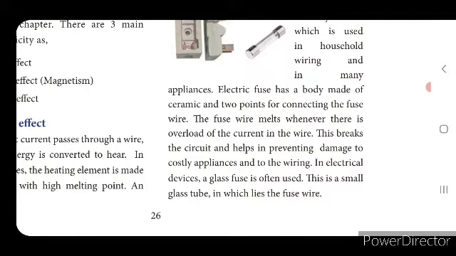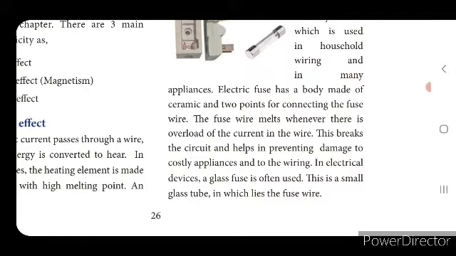Metal plates are good conductors, so the electricity will be flowing through the electric circuit. If there is a high voltage, the wire which connects both the ends will get melted. Okay, so what happened? The connection will be stopped.